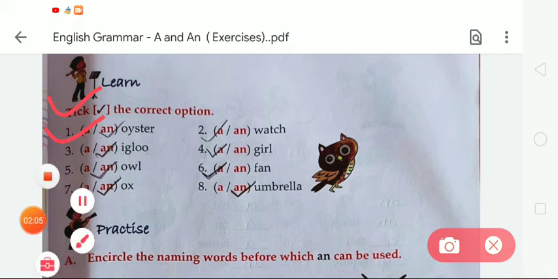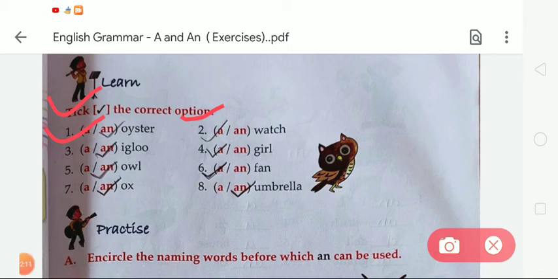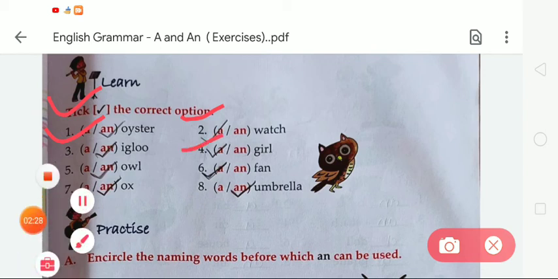Now the second is watch. What will be used with watch? The first letter of watch is W and W is a consonant. So we have to use A with a consonant. In number third, there is igloo. What will be used with igloo? We have to use An with igloo. Now the fourth is girl. So we have to use A with girl. So we have to take the option A.